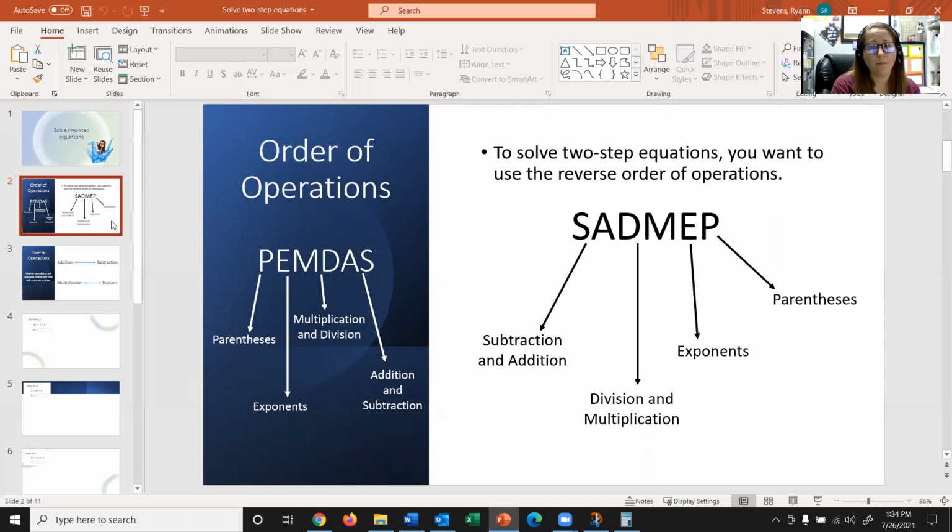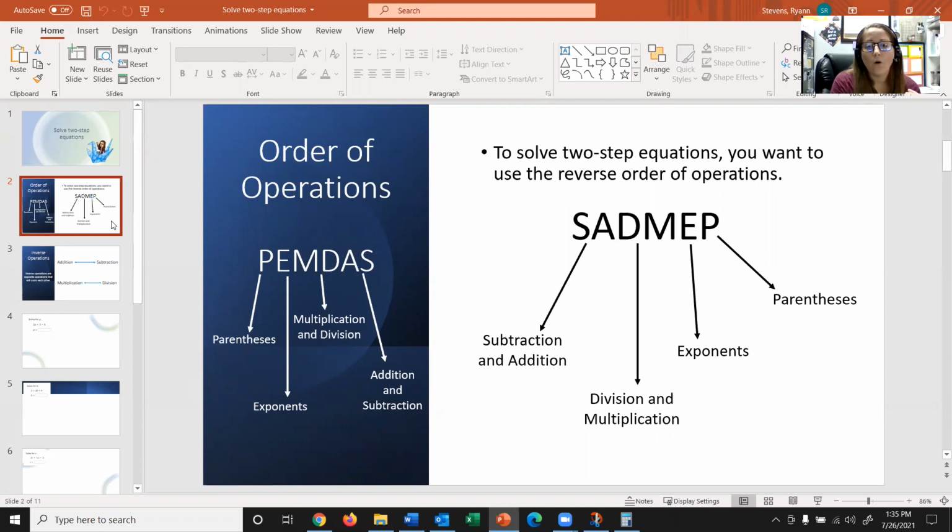To solve two-step equations, though, you want to use the reverse order of operations. So instead of starting with your parentheses, you're going to flip it around, and instead of PEMDAS, you're going to have SADMAP. What SADMAP is telling you to do is you want to start with your subtraction and addition first. Then you want to do your multiplication or division, and then you want to do your exponents, and then last you're going to do the parentheses.